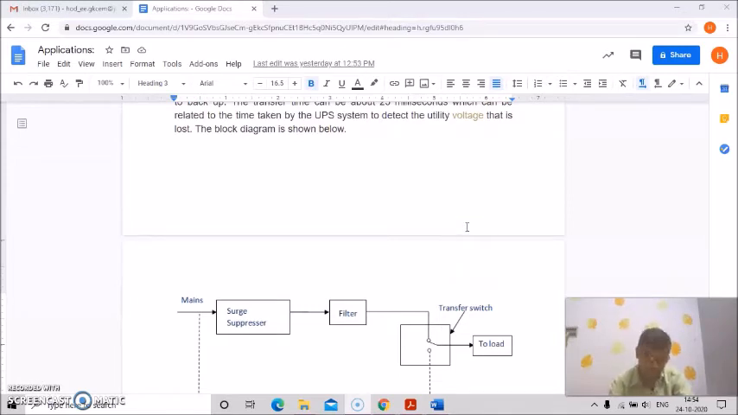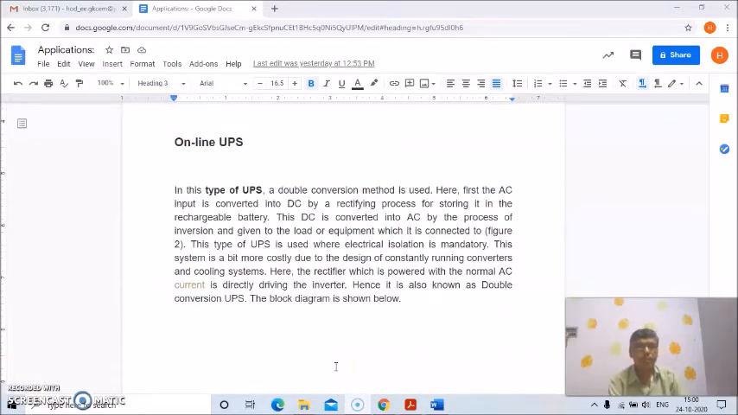So today we'll start a new topic, or rather the continuing portions of the UPS: the online UPS and other different types of UPS, their applications, and static power compensation system or static power controller. Now, today we'll start with the online UPS system.